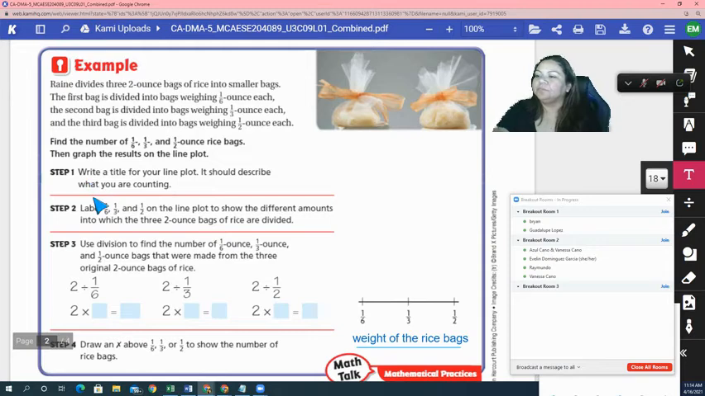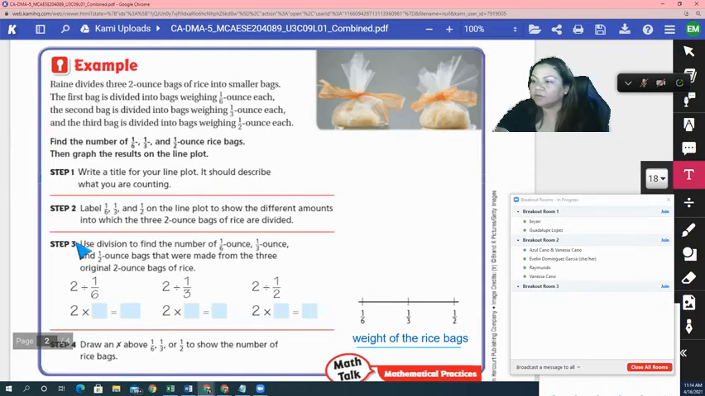Now, that's what we're counting. We're counting the weight of the rice bags. Now we're going to label 1/6, 1/3, and 1/2 because those are our 3 different measurements. And they did that for us, right? 1/6, 1/3, and 1/2.